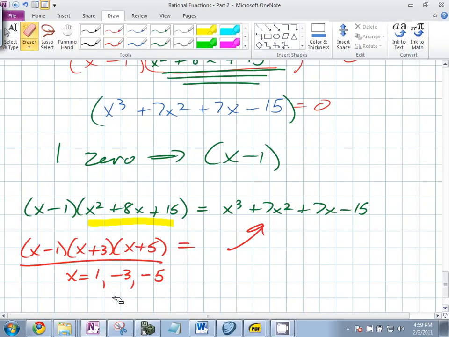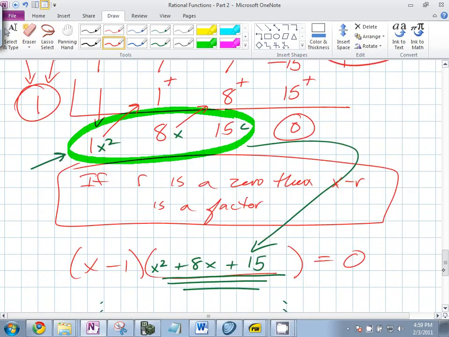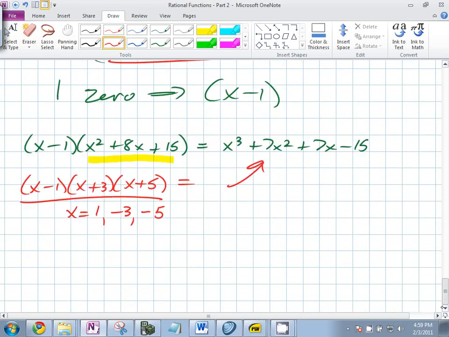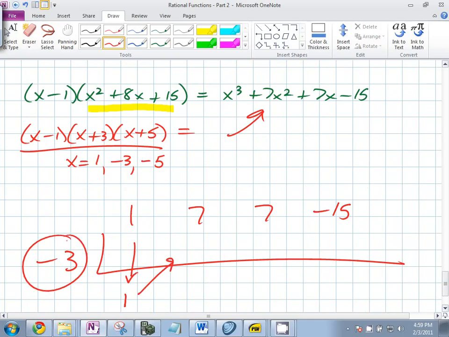What would happen if we tested negative 3 first? Well, the coefficients, again, we know what they are. Here they are. 1, 7, 7, negative 15. Let's say we started with, instead of 1, negative 3. You would get 1. You multiply by negative 3, you get negative 3. You add, you get 4. Multiply by negative 3, and you get negative 12. Add them together, you get negative 5. Multiply by negative 3, you get 15 and 0.